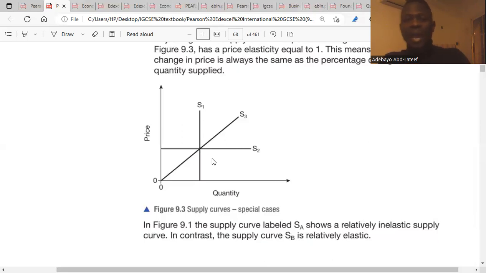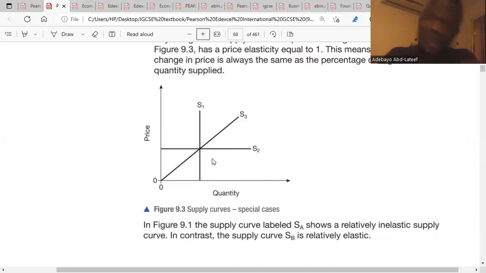Do you get it? And if the straight line passes in between, that is S3. That means the straight line passes between S1 and S2. That is S3. Do you get it there? At that point, it is not inelastic and it is not elastic. It is 1. So at this point, the percentage change in the quantity supplied equals the percentage change in price. Get the point clear?